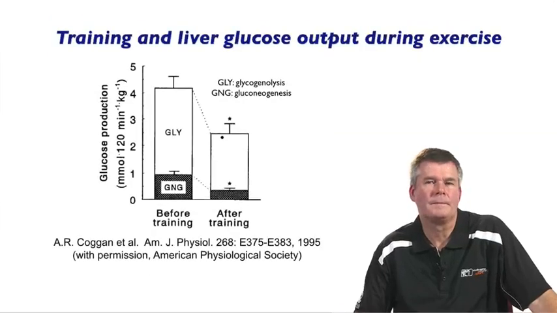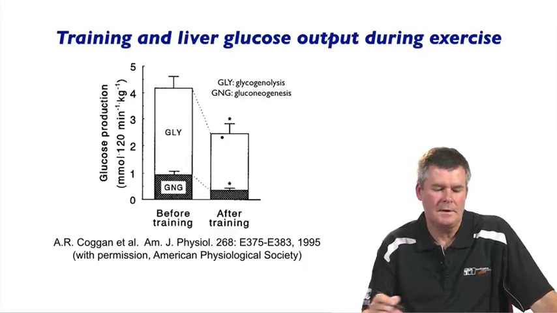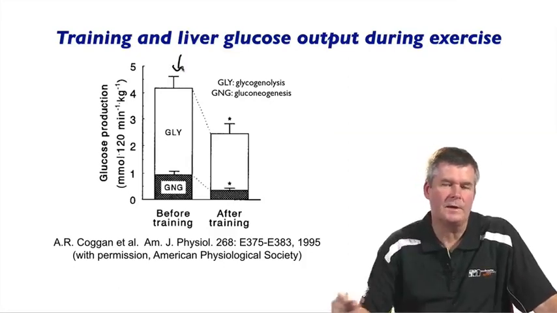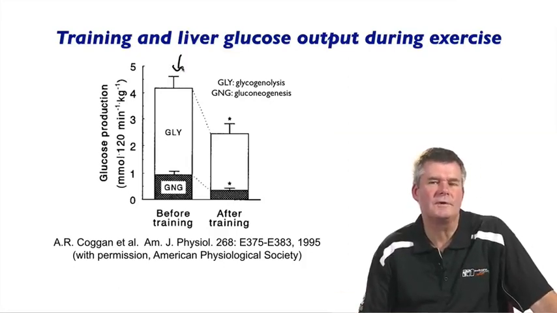There are two processes that the liver utilises to produce glucose. It can break down glycogen, and this is referred to as glycogenolysis, or it can also take various metabolites produced during exercise, such as lactate, glycerol, and some amino acids, and convert it to glucose in a process known as gluconeogenesis.